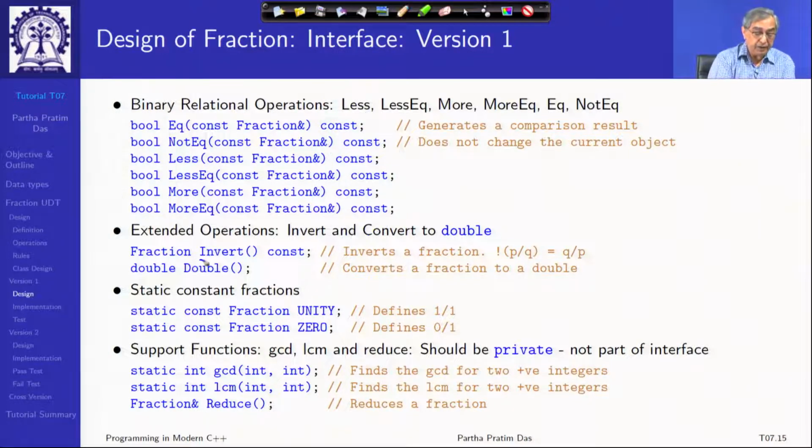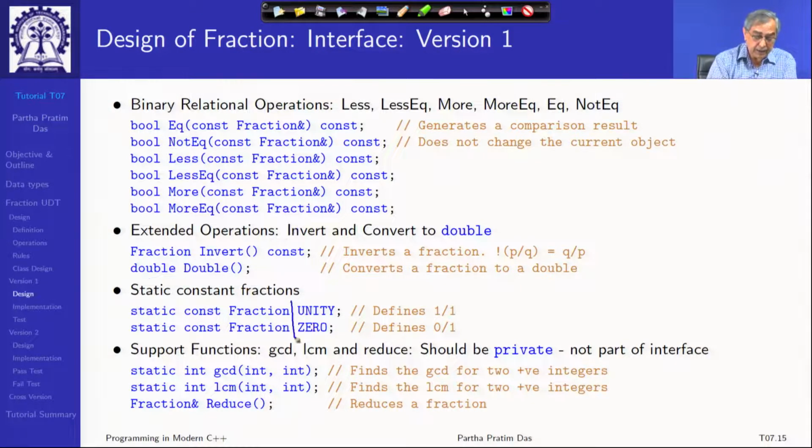If I invert a fraction, I take 1 by that fraction, then I will get a new fraction. So, it is returned by value and it is a constant member function. Double is a special member function, I am saying, which will take the current fraction and will return its value as a double number, right. This is kind of a conversion function.